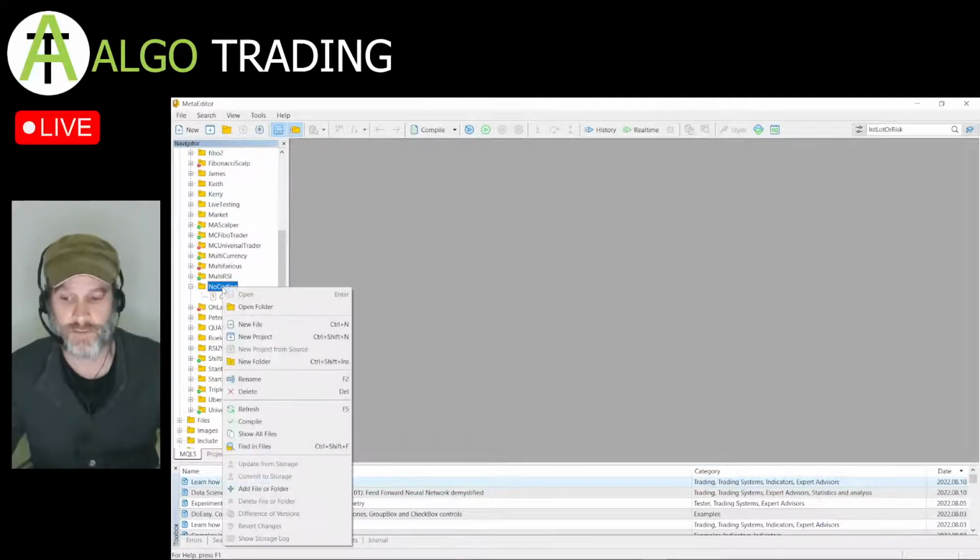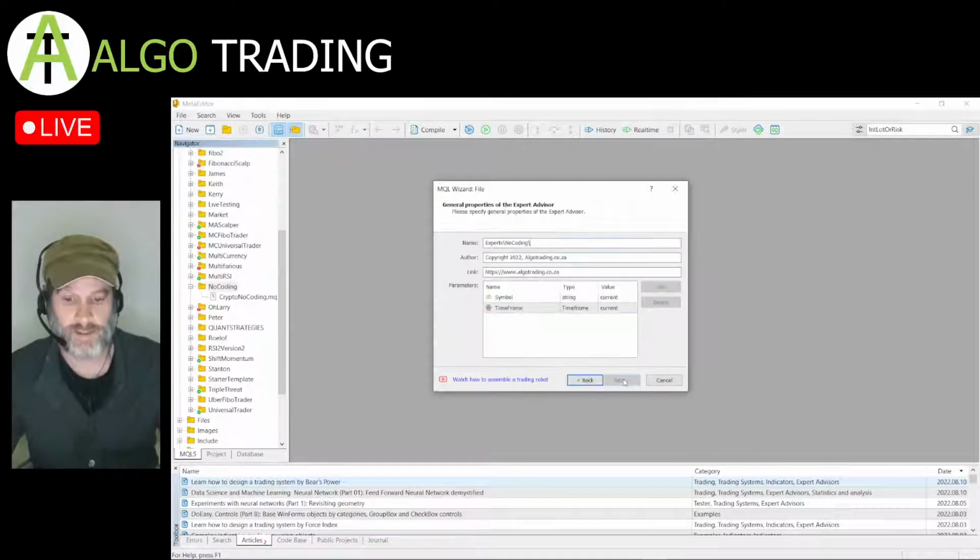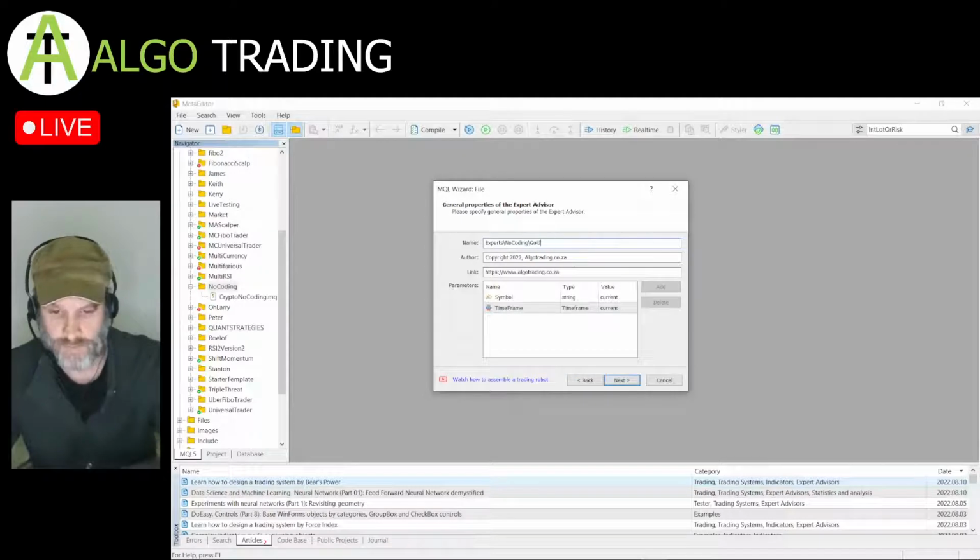The first thing you do, you right click that folder and you say new file. You say expert advisor generated, because we're going to generate, we're not going to code it. You say next. The first one I'm going to be doing is the trend following strategy. I've been trading gold for many years, and I've got 3 or 4 algos running in gold currently, so I already know what sort of works with gold. For the first one, we're just going to call this gold trend.